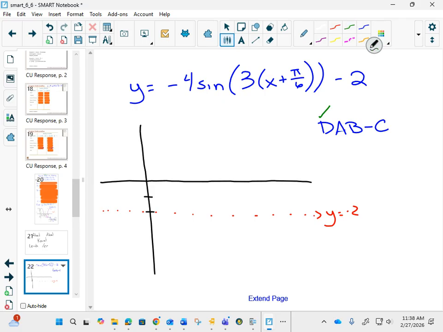I look at my A value, which is a -4. So the negative is going to be a reflection, but the amplitude is always a positive number. Our amplitude is 4, even though there's a negative in front of it. Amplitude is the distance from a center line to a maximum. So with an amplitude of 4, does it make sense that my maximum is going to be here at 2? And if I go down 4, 1, 2, 3, 4, I'm going to have a minimum at -6. That's what the A value in DABC does. It allows you to use your amplitude to find the maximum and find the minimum.